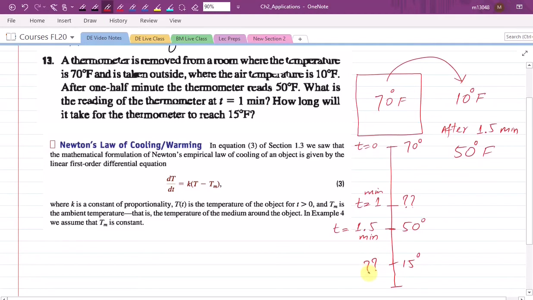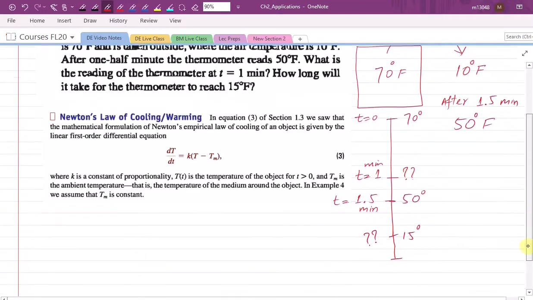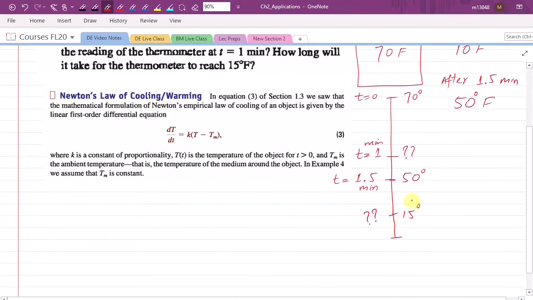Okay, so there are two questions. Two or three things are given and one or two are asked. We know that at time 0 the temperature was 70 degrees. At time 1.5 the temperature is 50 degrees. Temperature outside is 10 degrees. These are the informations we know. And we have to answer what the temperature was at time 1 minute, and how long it will take to reach 15 degrees.